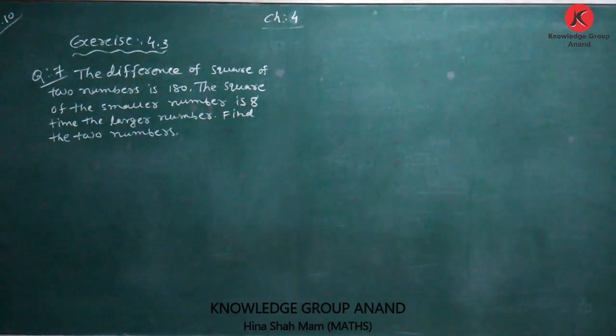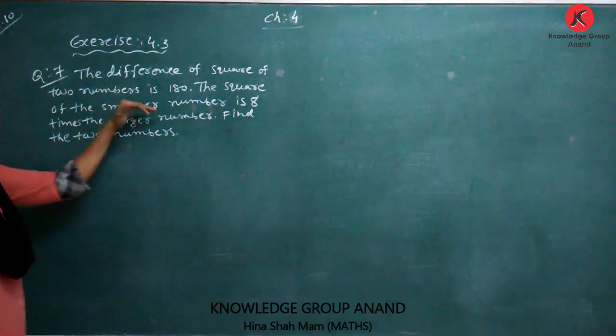Now, question number 7. The difference of squares of two numbers is 180. The square of the smaller number is 8 times the larger number. Find the two numbers.